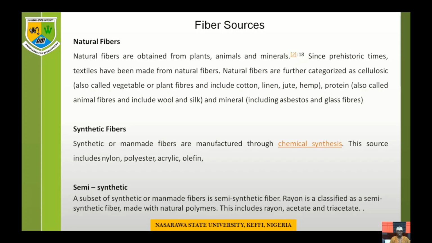Synthetic fibers. Synthetic or man-made fibers are manufactured through chemical synthesis. These sources include nylon, polyester, acrylic, olefins, etc. Semi-synthetic. A subset of synthetic or man-made fibers is semi-synthetic fiber. Rayon is classified as a semi-synthetic fiber made with natural polymers. These include rayon, acetate, and triacetate.